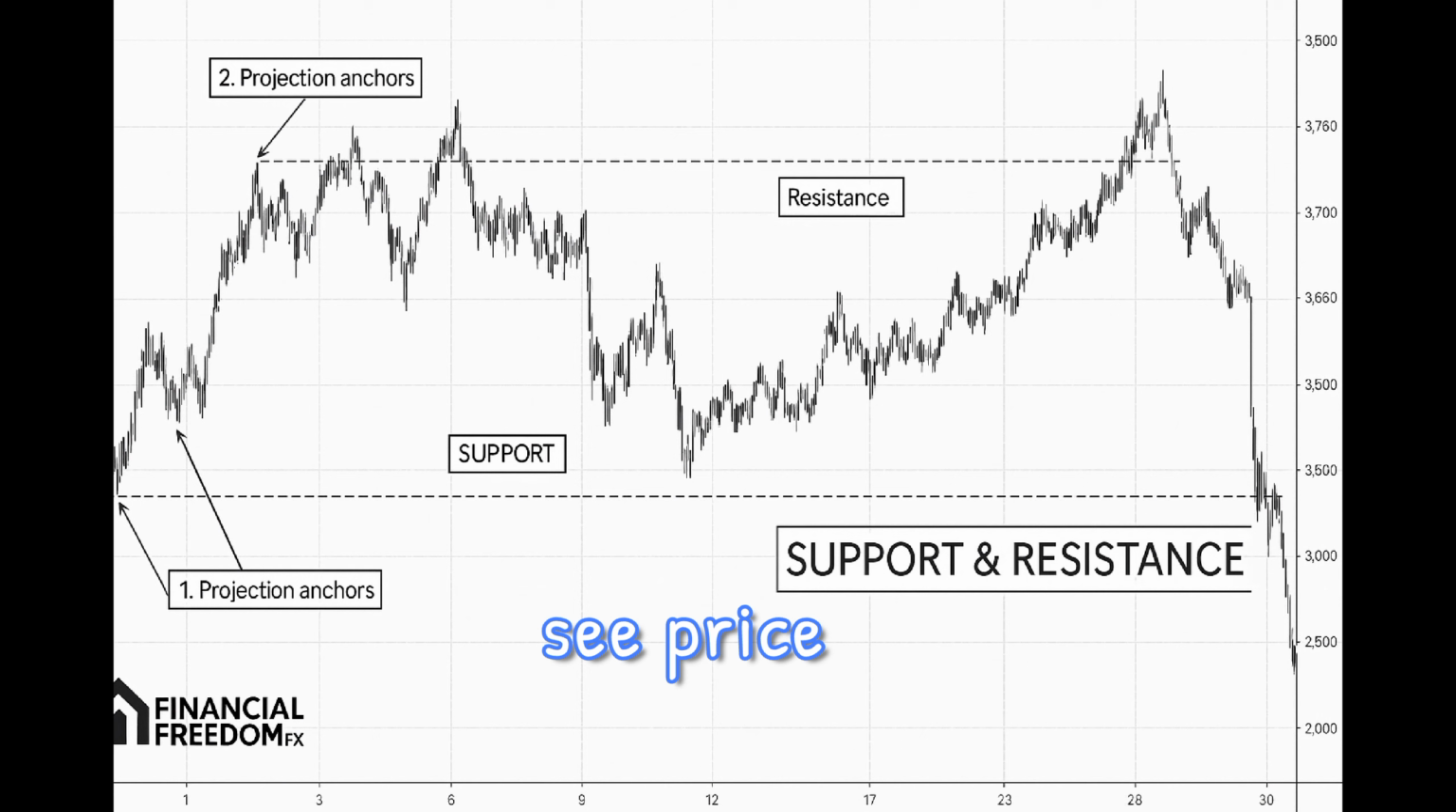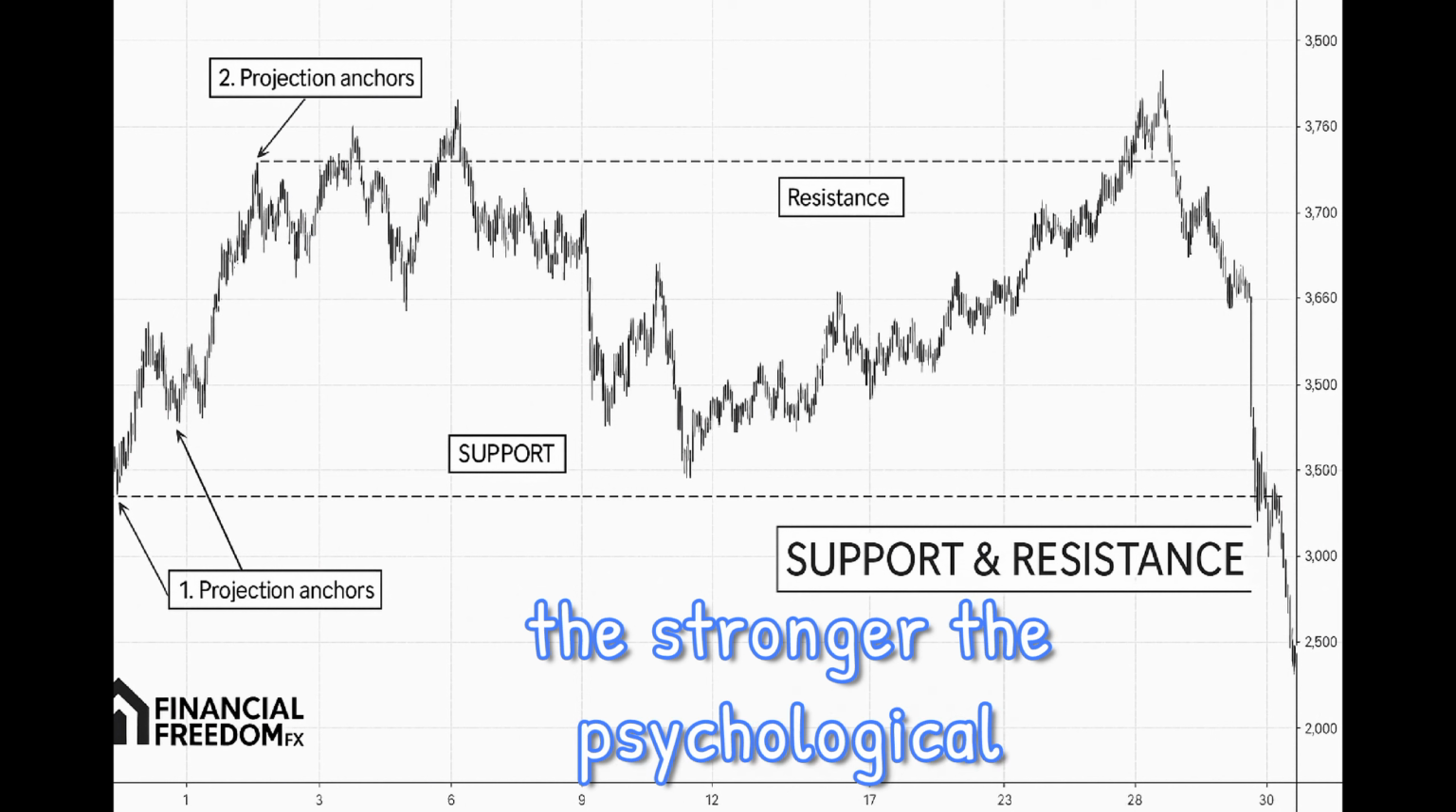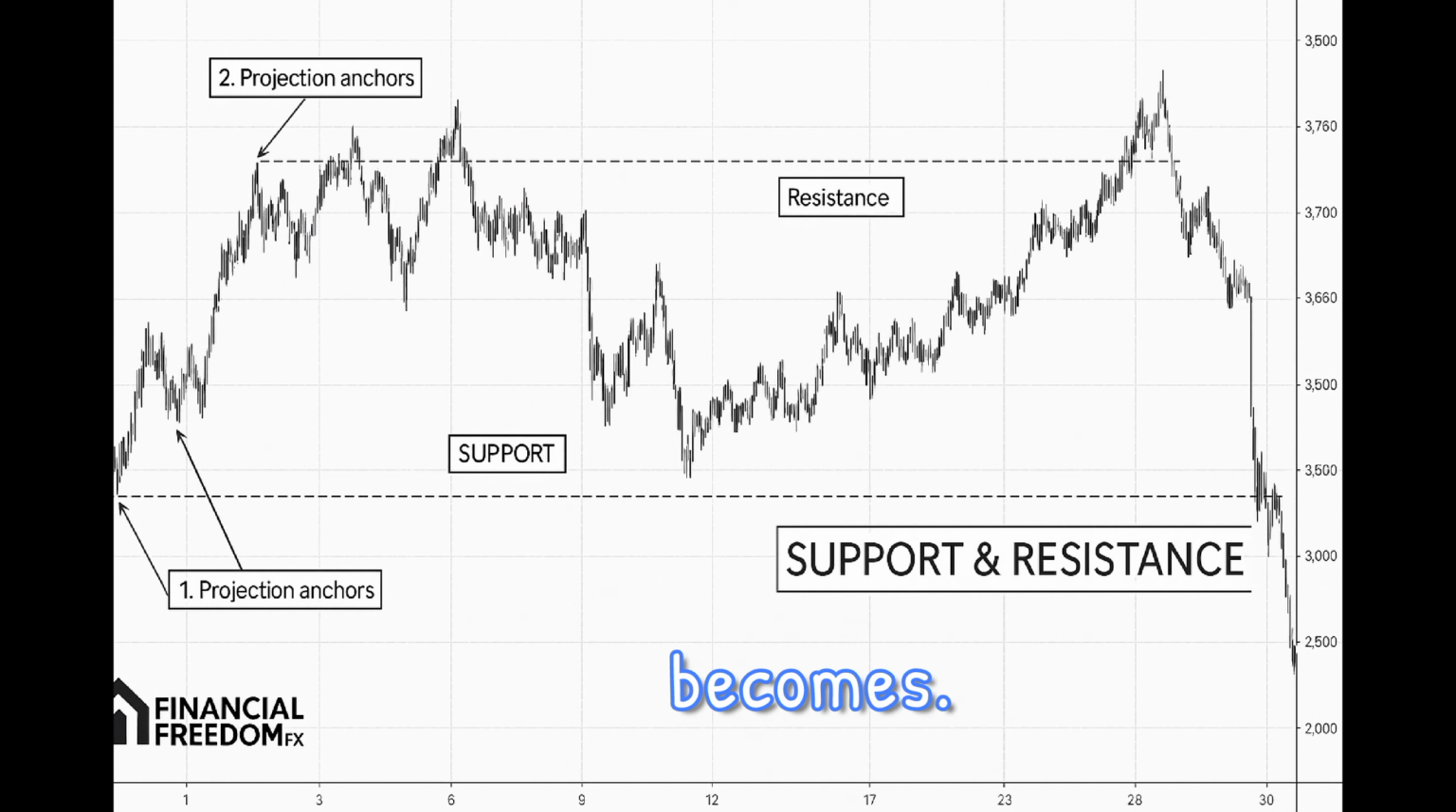When traders see price bounce repeatedly from a level, they begin to expect the same behavior in the future. This self-fulfilling expectation creates repeatable reactions. Buyers trust support, sellers trust resistance, and this creates the rhythm of the market. The more times a level is tested and respected, the stronger the psychological memory becomes.